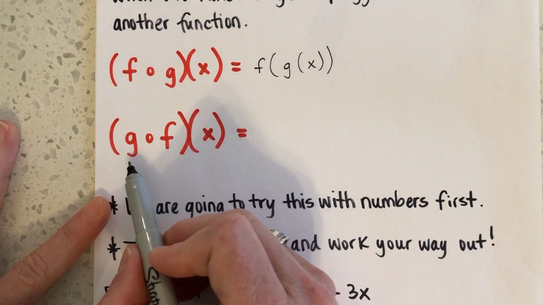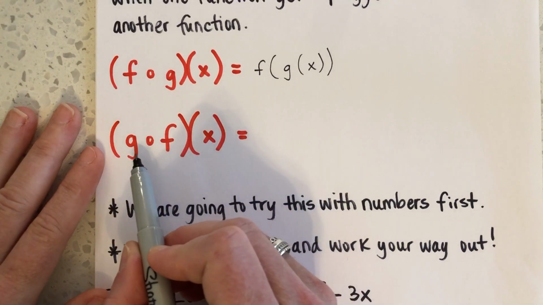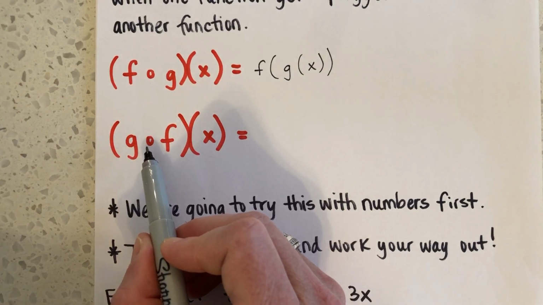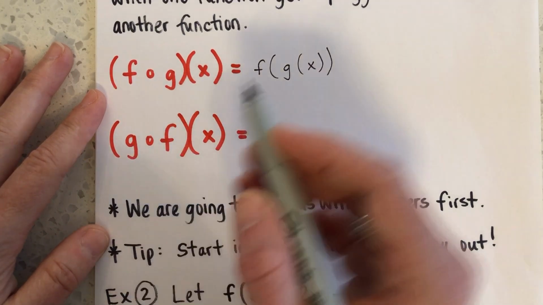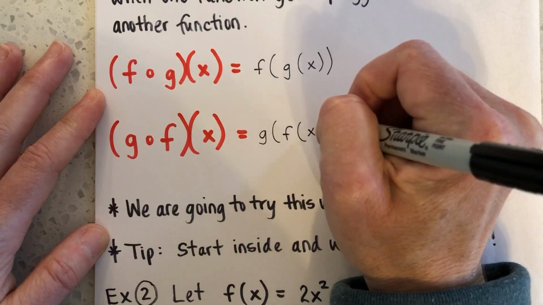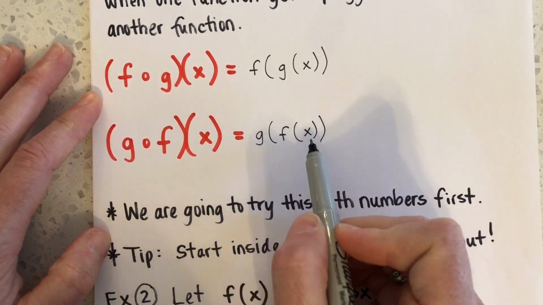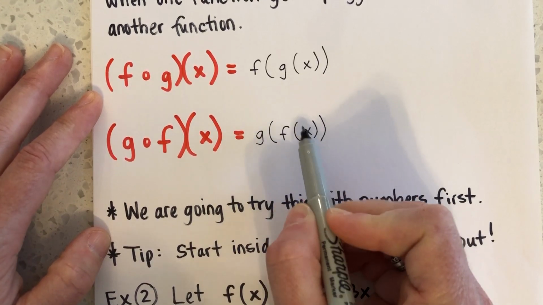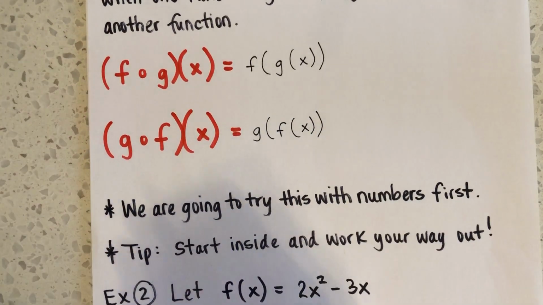All right, if they put this, g of f of x, then this is an open circle, which means they want you to compose the two functions. It means they want you to plug f into g. So it means g of f of x. So again, you work from the inside to the out. So first you would plug x into f, get an output called f of x, and then you would plug f of x into the g of x function, okay?